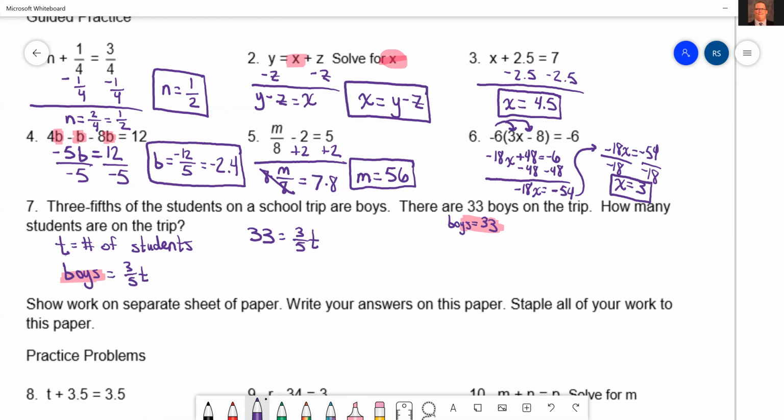I probably wouldn't leave it like that. Let's go on and flip the whole equation. 3/5 T equals 33. Now, what we need to do here, this one's a little tricky. So who remembers what we need to do before I just tell you?